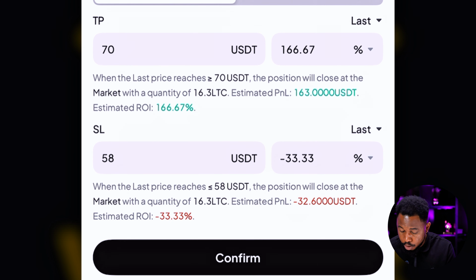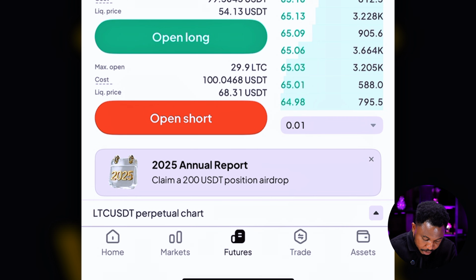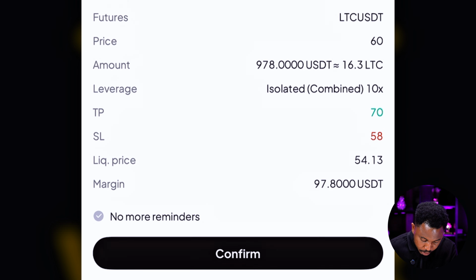So depending on the one you like, I just click on confirm and click on open long and click on confirm.